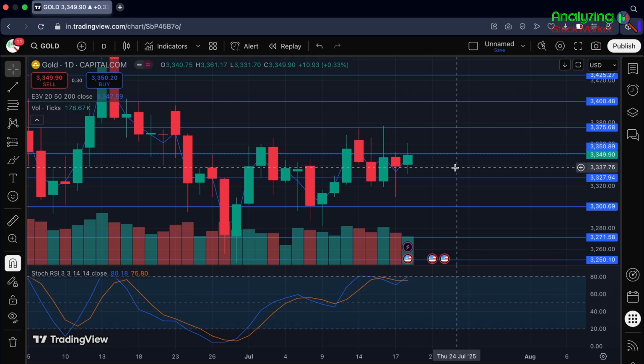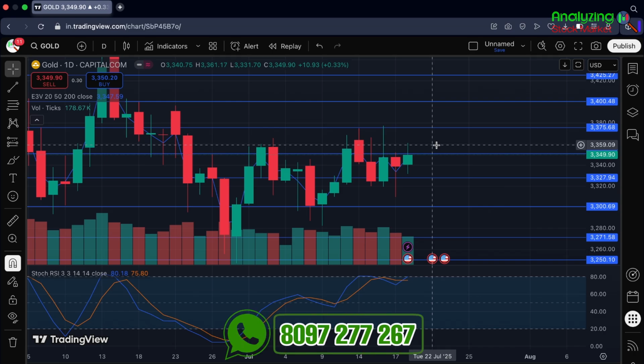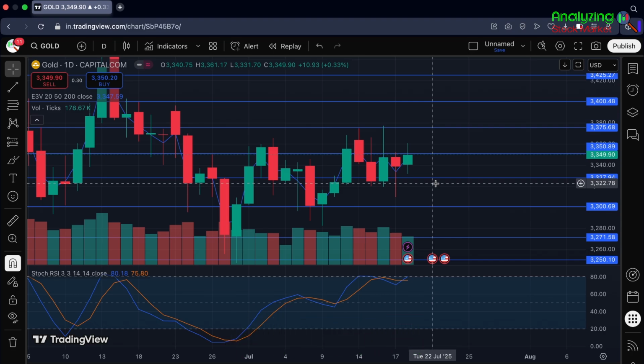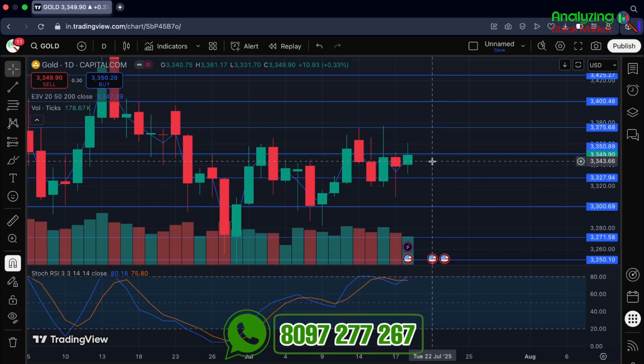So now let's talk about my opinion on the gold pair for the week. According to the previous week's closing, I'm expecting a positive move of around this level, 3350 to 3375. I'm expecting a closing at this level for the coming week. And if you're looking for any short trades, only look for short trades when 3327 gets breached and closed below this level. If a 1-day candle closes below 3327, then we can see a downside move till 3300. Also, my expectation is positive.